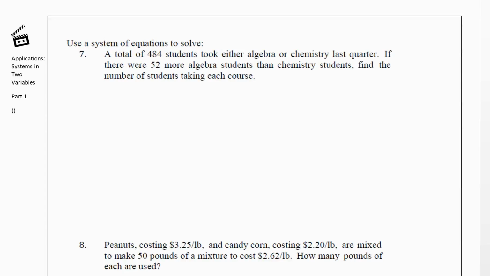It says, a total of 484 students took either algebra or chemistry last quarter. If there were 52 more algebra students than chemistry students, find the number of students taking each course. So, first of all, we have algebra students and chemistry students. So let's let little a be the number of algebra students.